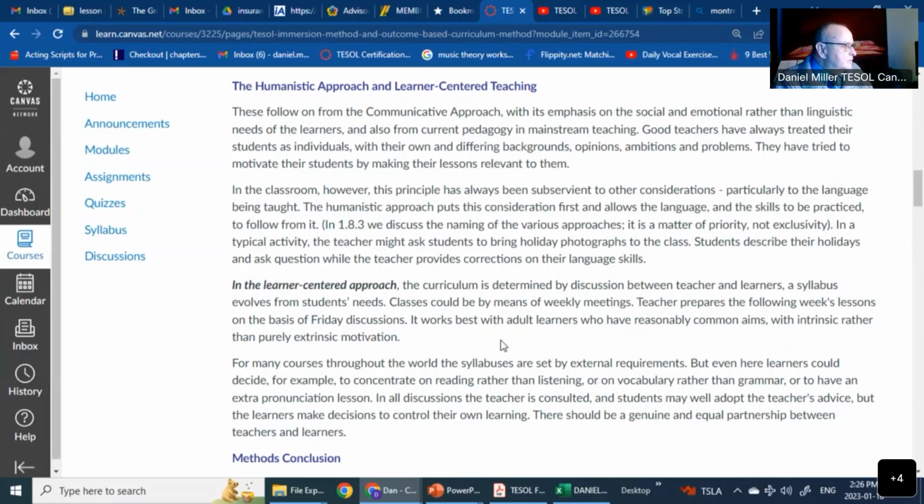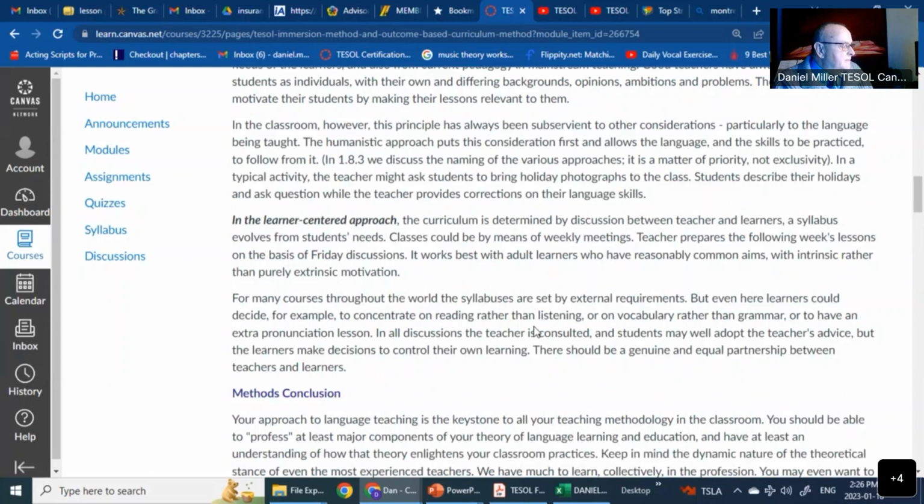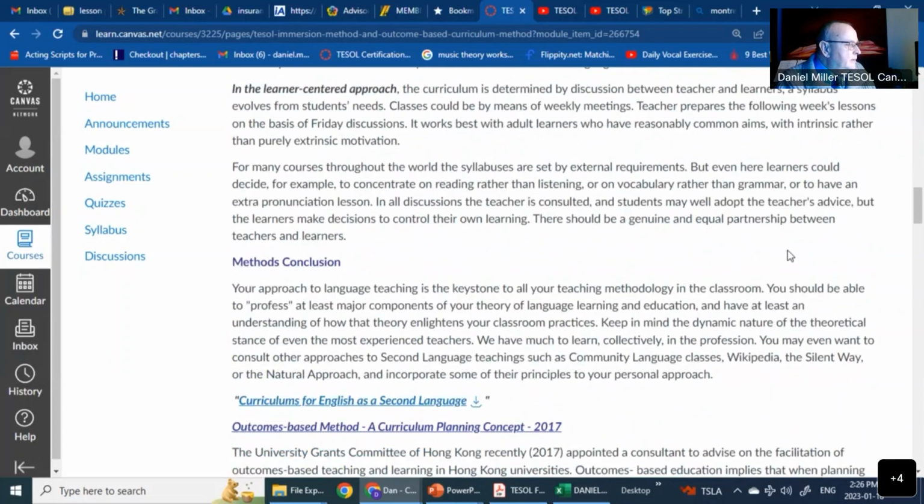For many courses throughout the world, the syllabuses are set by external requirements. But even here, learners could decide, for example, to concentrate on reading rather than listening, or on vocabulary rather than grammar, or to have an extra pronunciation lesson. In all discussions, the teacher is consulted and students may well adopt the teacher's advice, but the learners make decisions to control their own learning. There should be a genuine and equal partnership between teachers and learners.